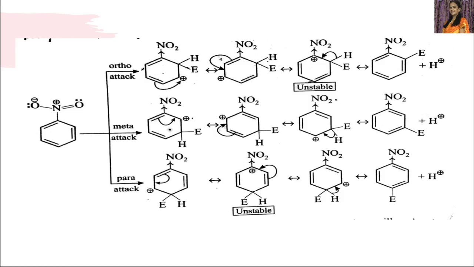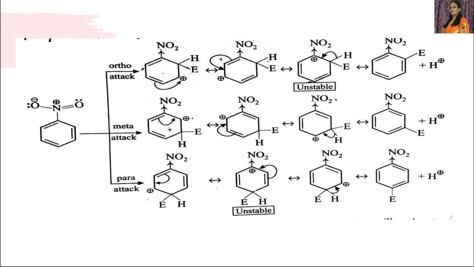Now let us consider this one. This is meta attack. Meta, that is, the incoming electrophile goes to the meta position. So when it goes to the meta position, it forms a sigma bond with the help of pi bond electrons, one of the pi bonds from the benzene ring, to form a sigma bond between this particular carbon, that is the meta carbon, and the electrophile. Then the adjacent carbon suffers a positive charge.